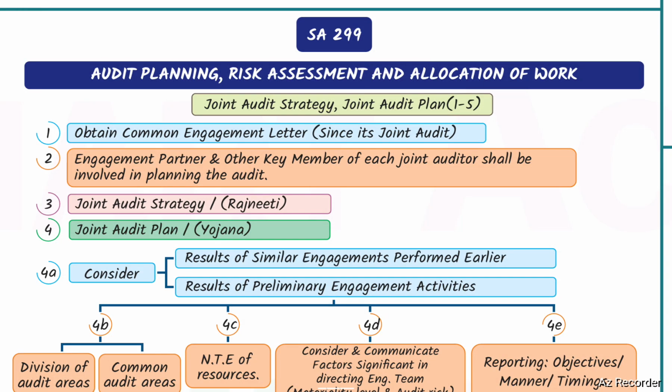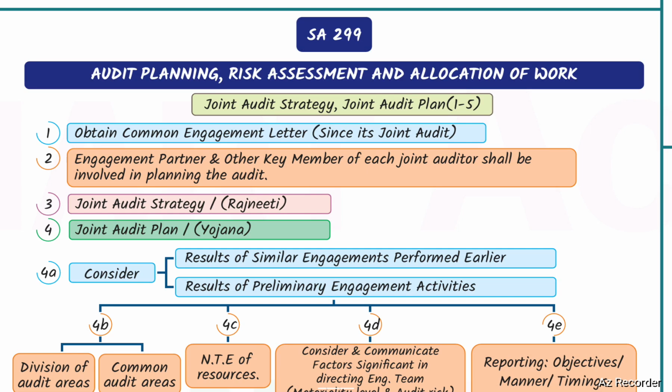Essay 299: Joint Audit of Financial Statements, Audit Planning, Risk Assessment, and Allocation of Work. Joint audit strategy, joint audit plan. Obtain a common engagement letter, since it is a joint audit. The engagement partner and other key members of each joint auditor shall be involved in planning the audit.